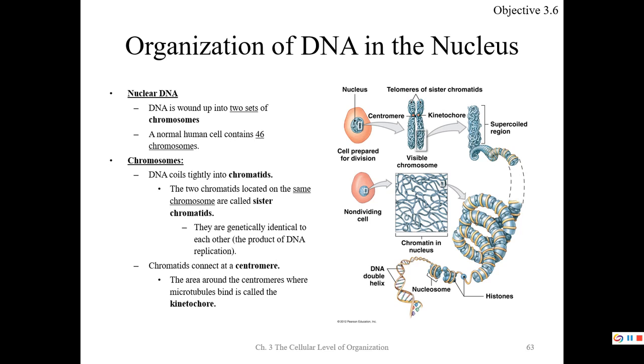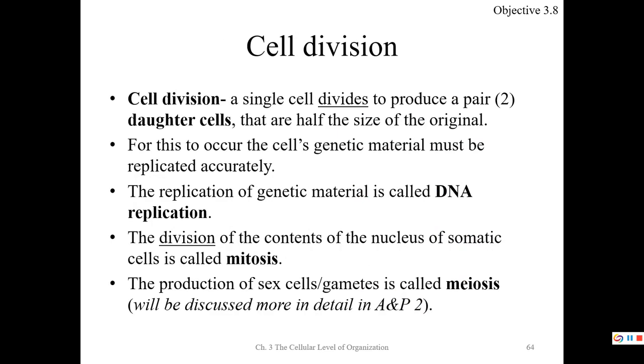Chromatids connect to each other at a centromere. The centromere has little binding spots called kinetochores. The kinetochores are like trailer hitches to bind to the chromosome, where you take your microtubules and bind to them and yank them apart and pull them around like a trailer hitch. Okay? To do this, we need cell division.